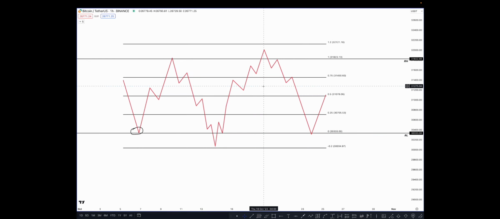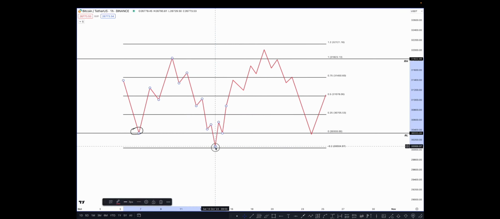Okay? Now, where that becomes a bit more difficult is if you do get these candle closes outside of the 0.2. Right? This is again where you have to make a rule up. At the end of the day, if you're confused about anything, do nothing.